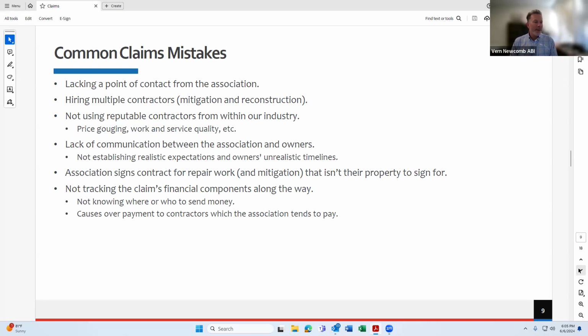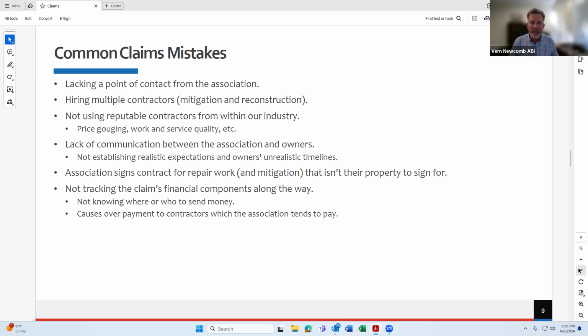Not using reputable contractors can be a big problem, especially during a claim. It's already frustrating. And then you find out the contractor is price gouging. The insurance company is not willing to pay these exorbitant fees. And we've seen this before. This usually happens when the insurance company is not brought in early during the claim. It's after the claim is 2 or 3 months later.